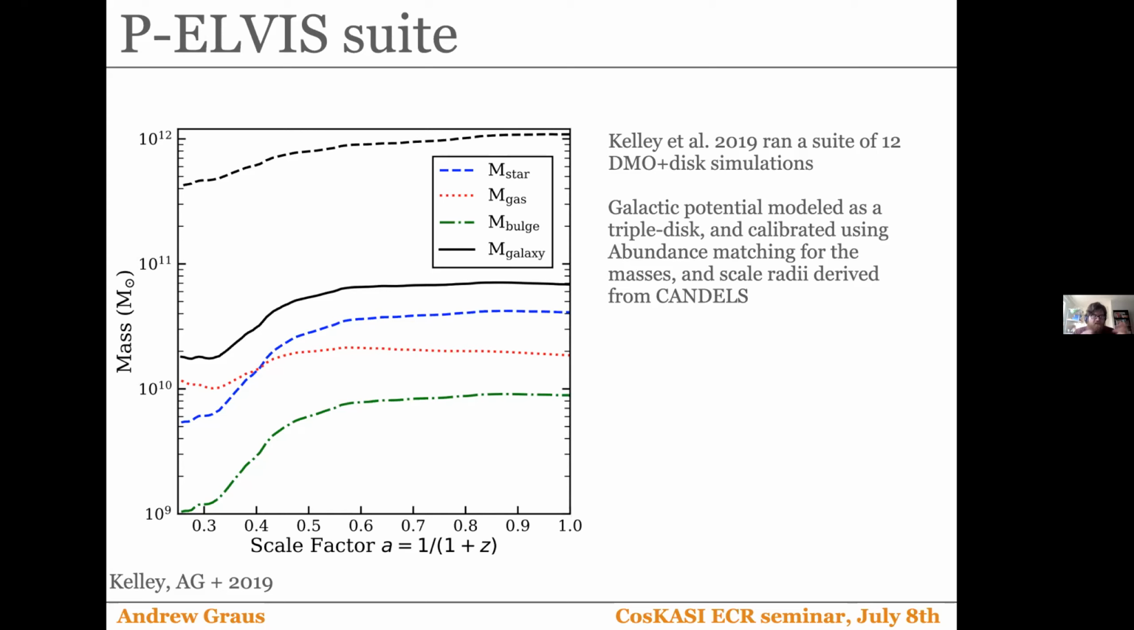On the left here, you see the mass of the different components of one of the disks in one of these simulations as a function of time. We plop in the disk potential at around redshift 3, and then let it grow in mass, scale radii, and scale height according to observational studies. And you can see how that mass grows over time to the present day.